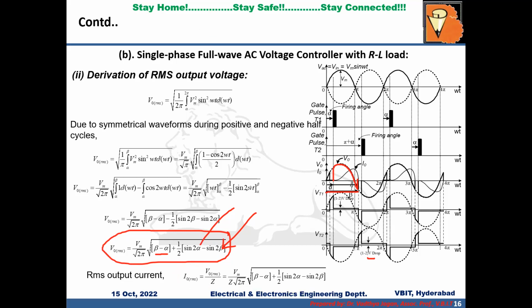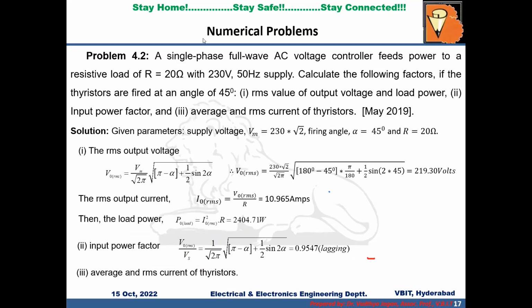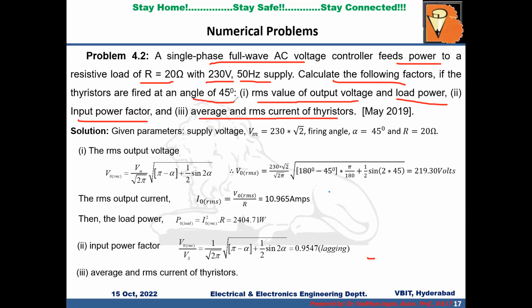Now with this expression, we'll try to solve one problem on it. Let us consider this problem. A single phase AC voltage controller feeds power to a resistive load of 20 ohm. Input voltage is 230 volts, 50 Hz. We need to calculate the RMS output voltage, load power, input power factor, and average and RMS currents of the thyristor at a firing angle of 45.